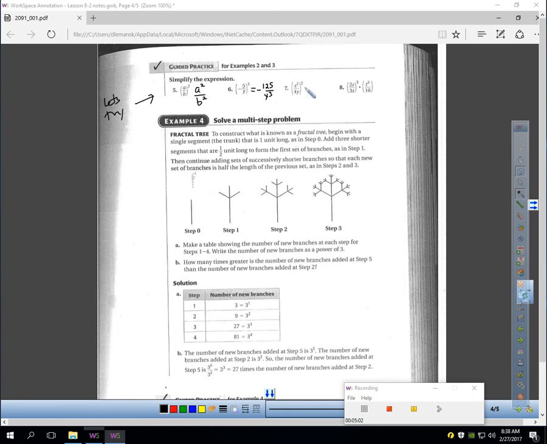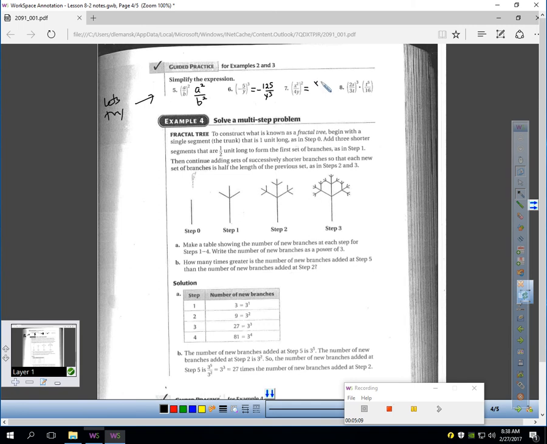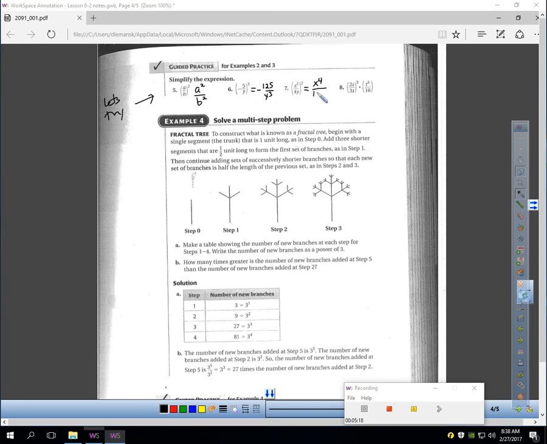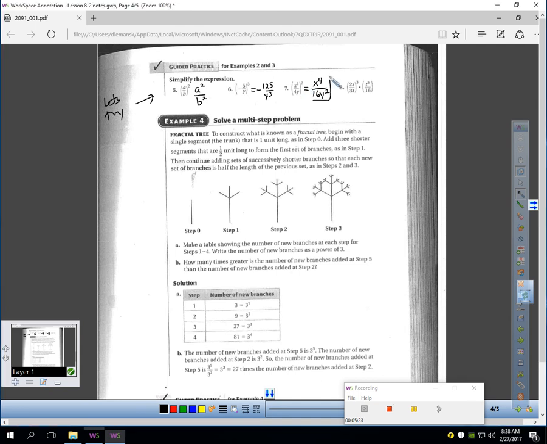Here, I got to take x squared and square it. That would be x to the fourth. Remember, power to power we multiply, but now down here in the denominator, I got to take 4 and square it. That would be 16, but I also have to take y and square it, which is y squared. There's the answer to that.